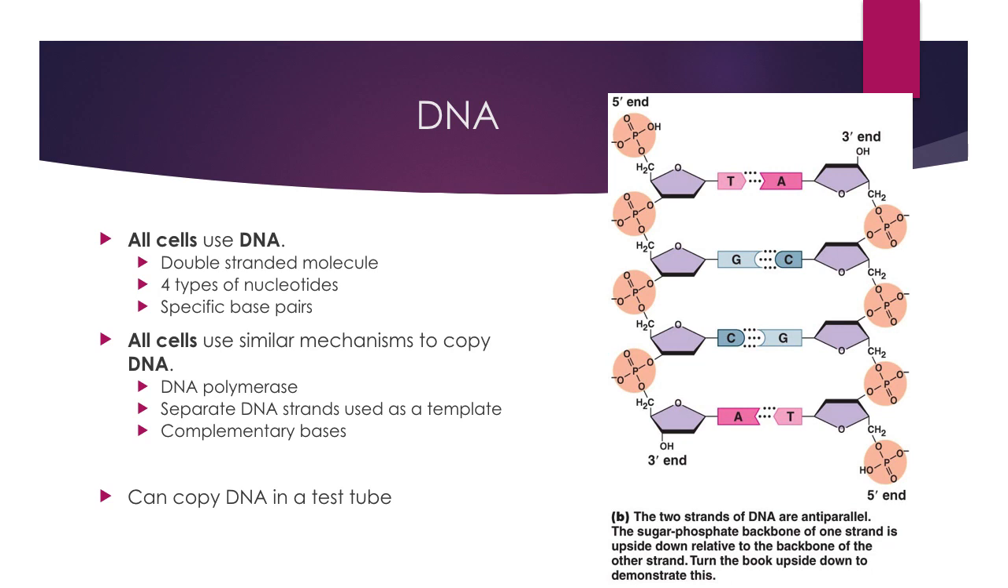So remember, all cells use DNA. It's a double stranded molecule that's built from nucleotides that contain adenine, thymine, cytosine, and guanine. These nucleotides form specific base pairs, and if you know one side of the strand, you know the other side. All cells use the same mechanism to copy DNA. They use DNA polymerase, they separate the two DNA strands, and then they use each as a template. And using complementary strands, they build new double stranded molecules. We can do that in a test tube, and that's the basis of DNA profiling.